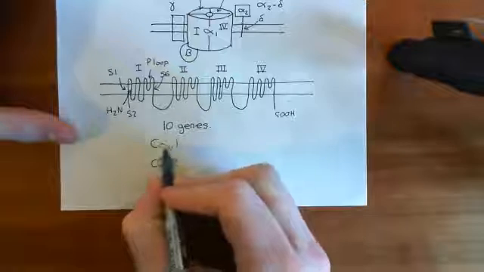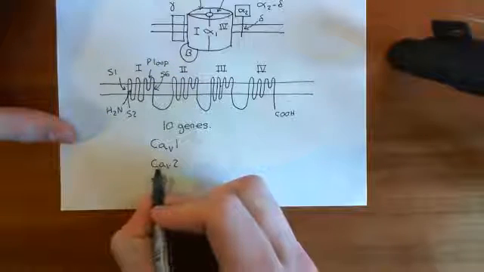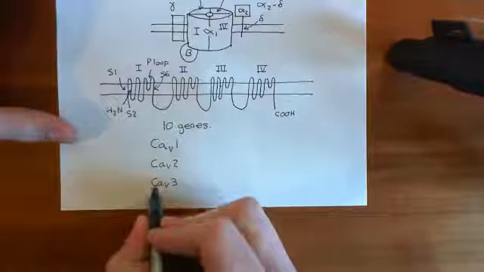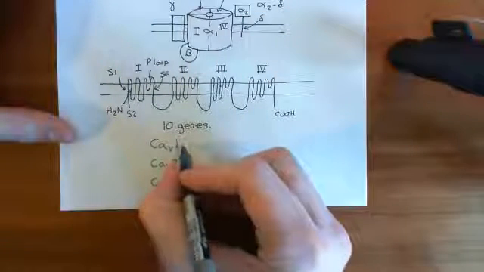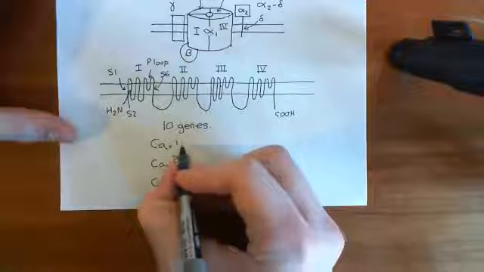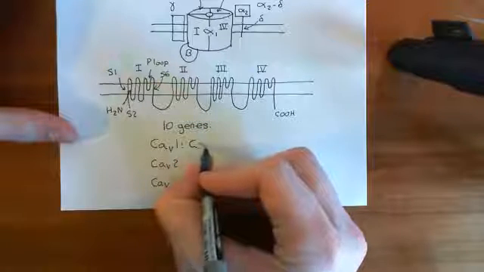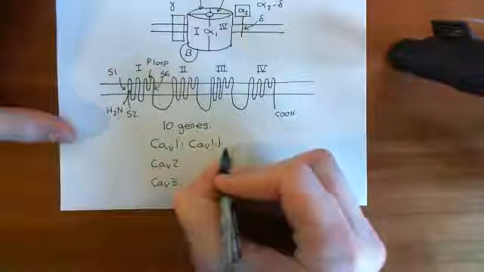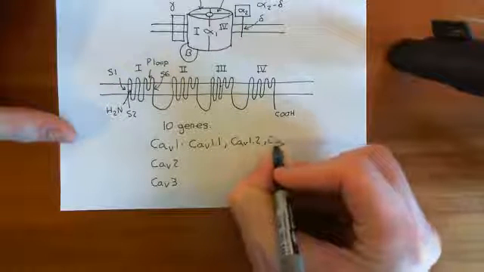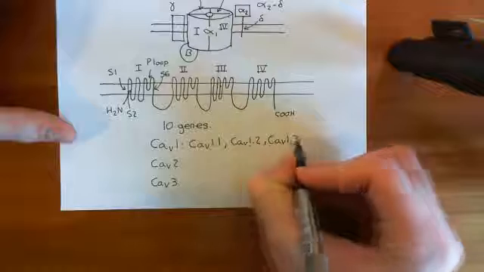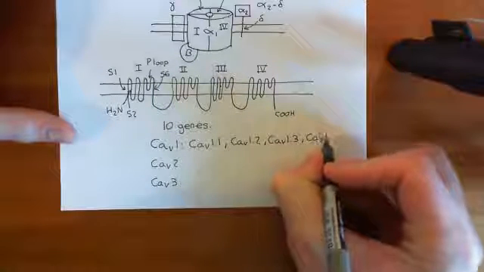Okay, for voltage-gated calcium channel 1 family, voltage-gated calcium channel 2 family, voltage-gated calcium channel 3 family. Okay, now what are the members of the CAV1 family? Well, in the CAV1 family, you have the gene CAV1.1, you have the gene CAV1.2, you have the gene CAV1.3, and you have the gene CAV1.4.